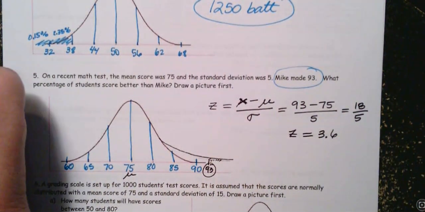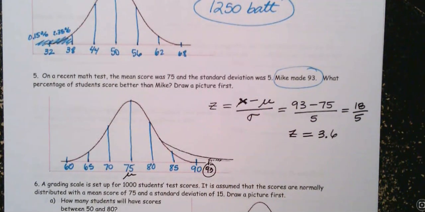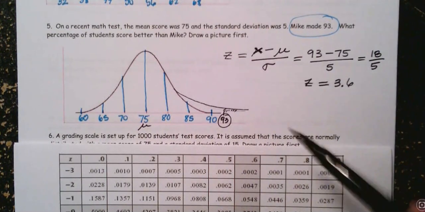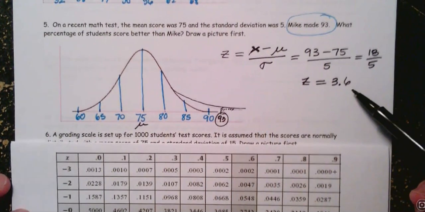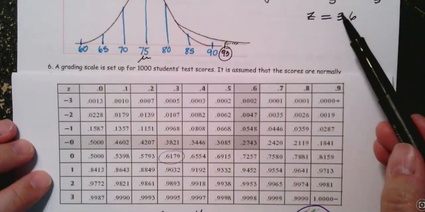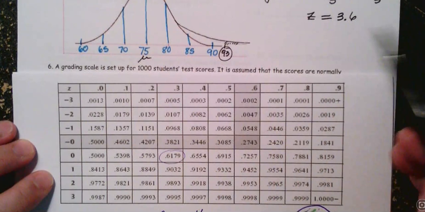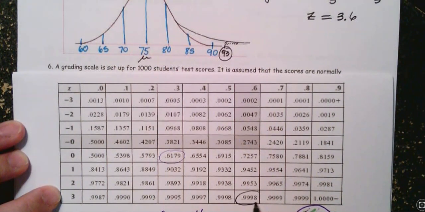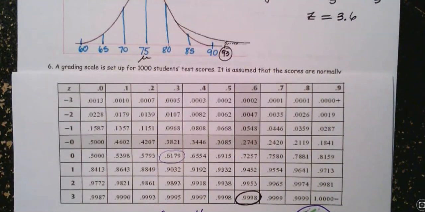Let me just double check myself. For some reason I'm feeling insecure, but yes. So now I'm going to go to the z-score table and look for 3.6. All right, so I have my z-score table and I'm looking for 3.6. So I need to look at positive 3 and then go over to 0.6. Here's positive 3 right down at the bottom. And I go over to 0.6 and I get 0.9998. So that's the same as 99.98%.